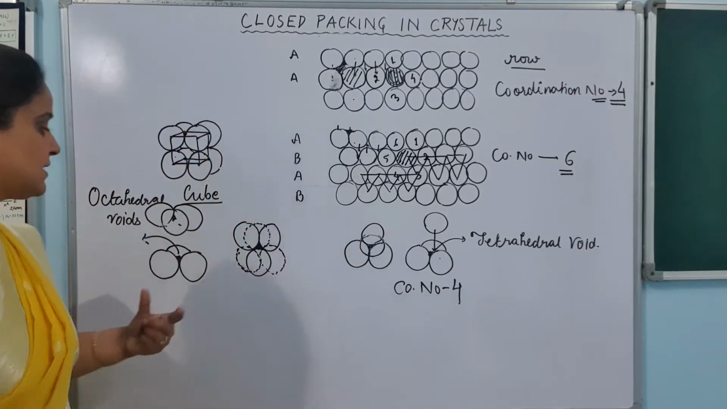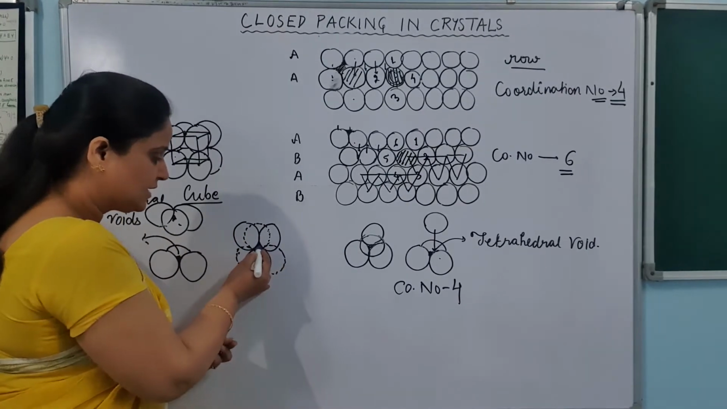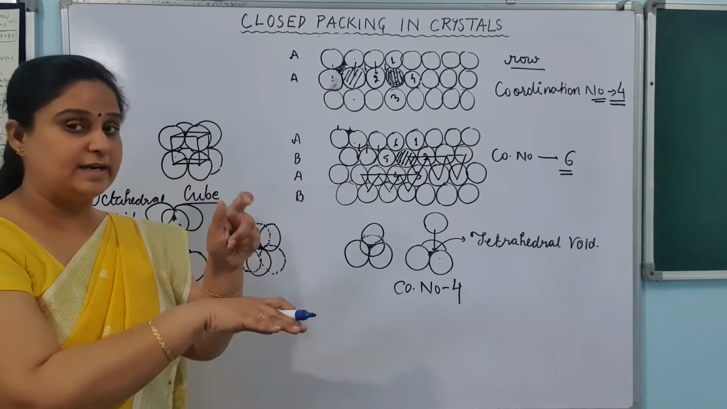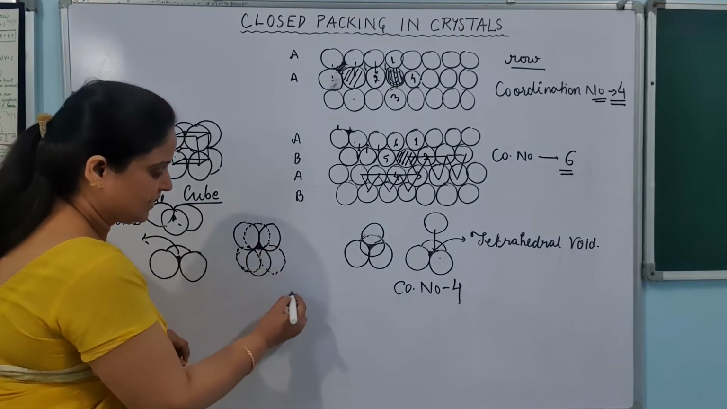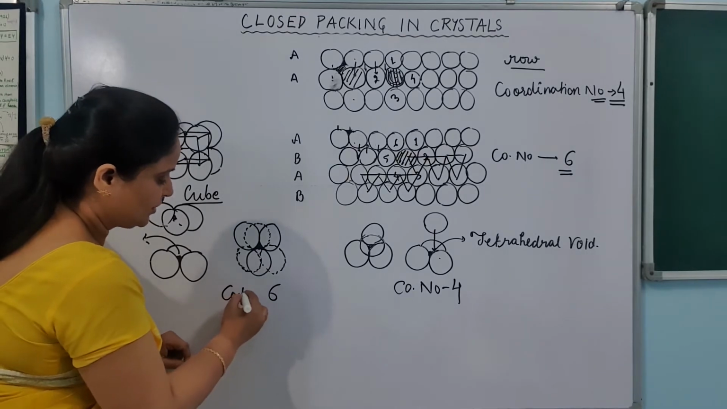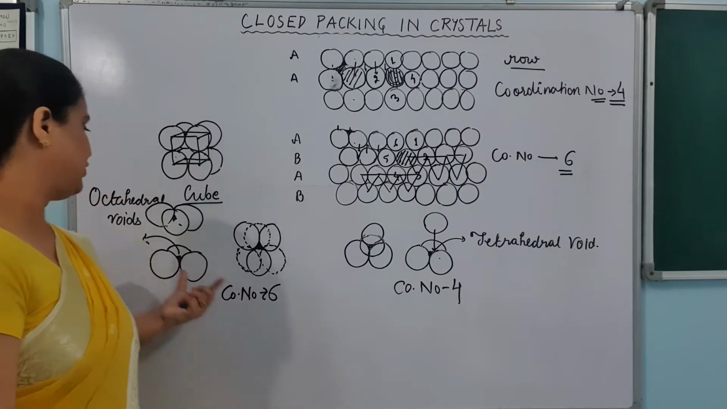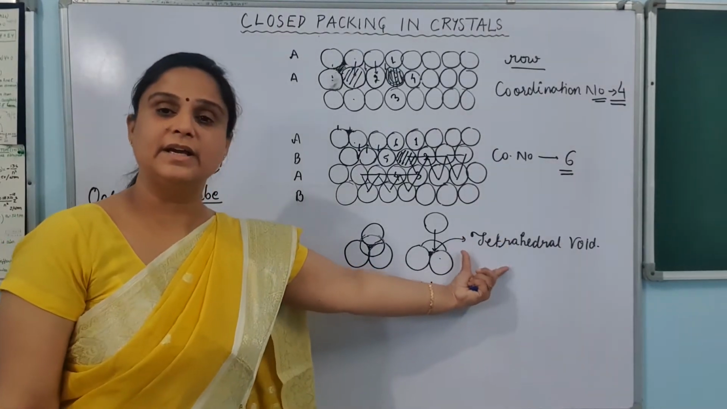Okay. On the other hand, can you tell me with how many balls this void is connected? 3 downside balls, 3 upside balls, and in between there is a void. So with how many balls is it connected? 6. So what is the coordination number? 6. So the coordination number is 6 for the octahedral voids and the coordination number is 4 for the tetrahedral void.